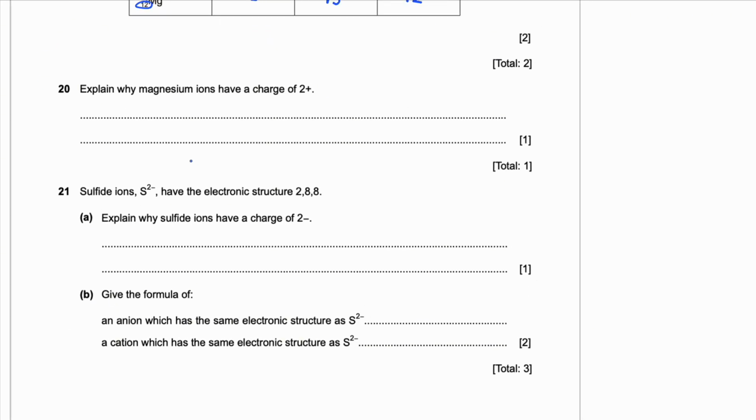Next question: explain why magnesium ions have a charge of 2 positive. To explain the charge of any ion, whether cation or anion, you have to compare electrons and protons, because electrons are negative and protons are positive. Since you have 2 positive charges, it means the ions have 2 more protons than electrons. So because the ions have 2 more positive protons than negative electrons, the overall charge is 2 positive.